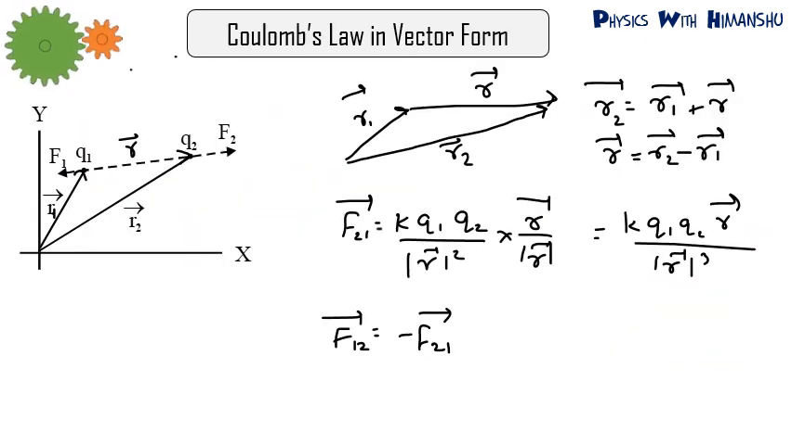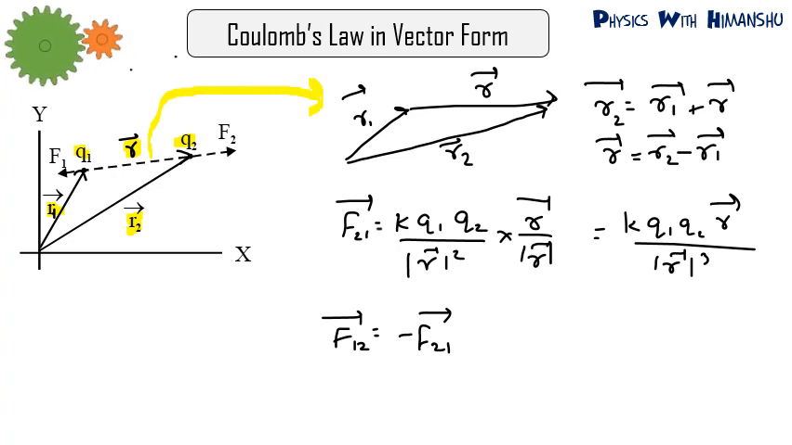Okay, Coulomb's law in vector form. Now, the most important thing here is the derivation and the formula both. So we have two charges, Q1 and Q2. Position vector of Q1 is R1, position vector of Q2 is R2, and R is a vector joining both the charges. So if I draw the figure like this here, R1, R2 and R.